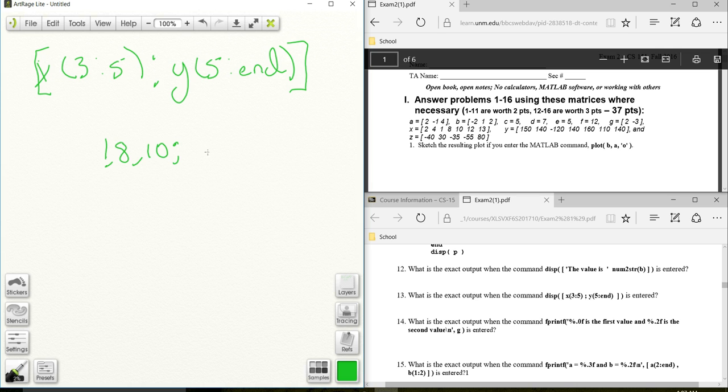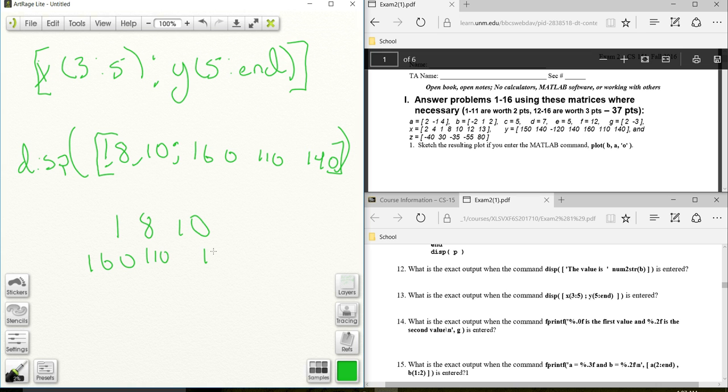And then y of 5 through end is, let's count it. 1, 2, 3, 4, 5 is 160, 110, and 140. That's the matrix here. And then we're just going to display this, disp. And so what prints out is 1, 8, and 10, 160, 110, and 140. Let's check to make sure that's correct.